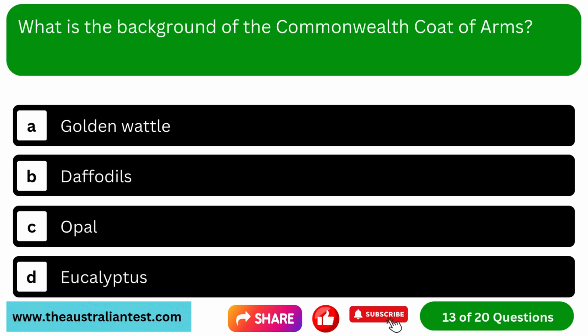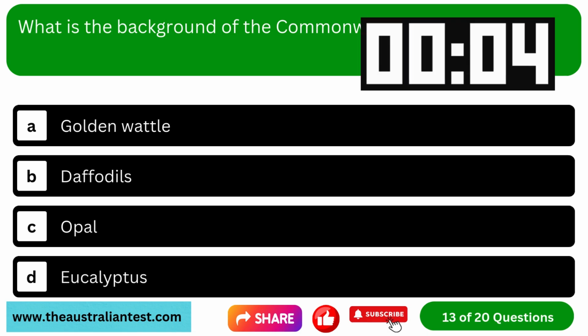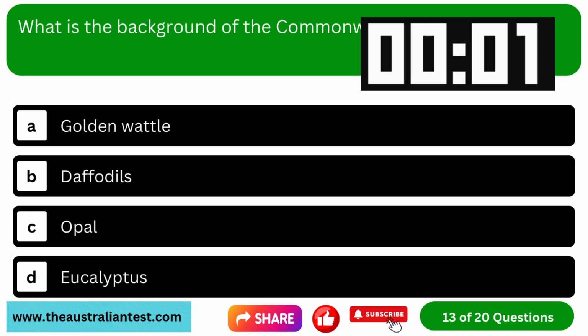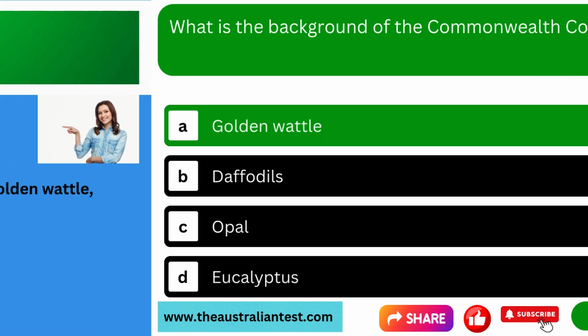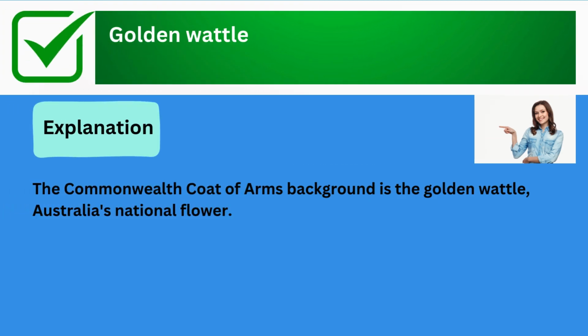Question 13. What is the background of the Commonwealth coat of arms? Option A, golden wattle. Option B, daffodils. Option C, opal. Option D, eucalyptus. The correct answer is golden wattle. Explanation: the Commonwealth coat of arms background is the golden wattle, Australia's national flower.